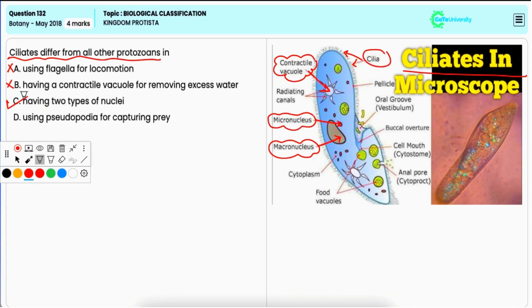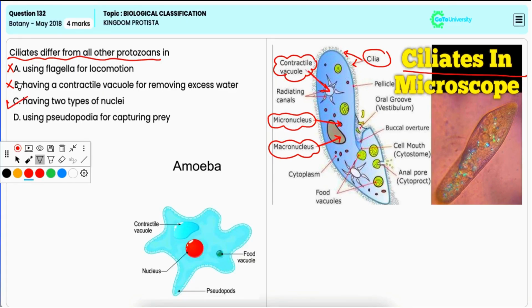Option D, using pseudopodia for capturing prey. It is also incorrect because ciliates do not use pseudopodia for capturing food. Pseudopodia are rather the characteristic feature of organisms like amoeba. Instead, ciliates use cilia to help with feeding and locomotion.